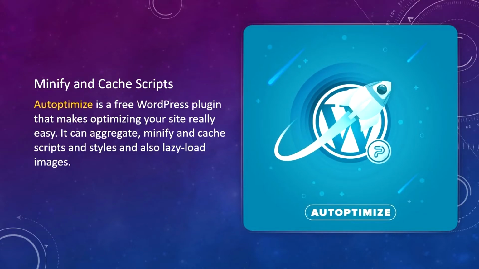Minify and cache scripts. Now I'll use a plugin called Autoptimize. It's a free WordPress plugin that makes optimizing your site really easy. It can aggregate, minify, and cache scripts and styles, and also lazy load images.